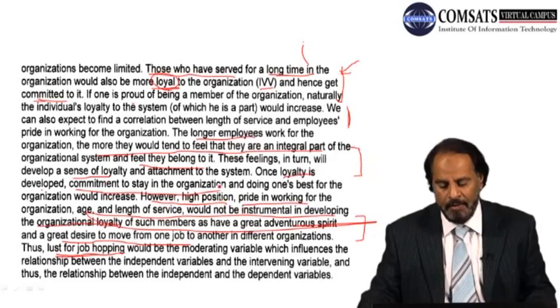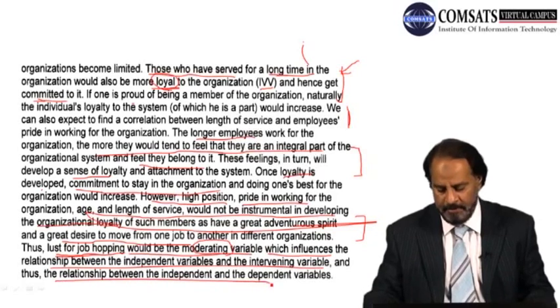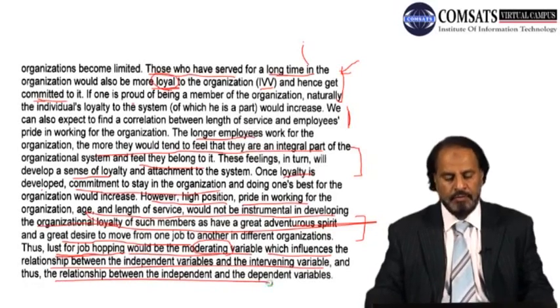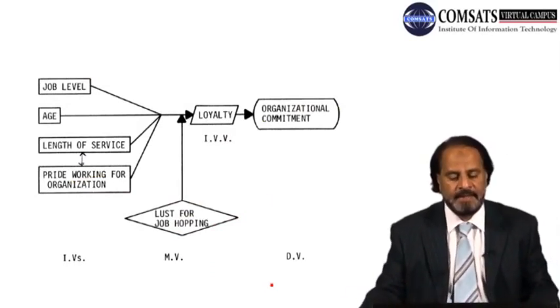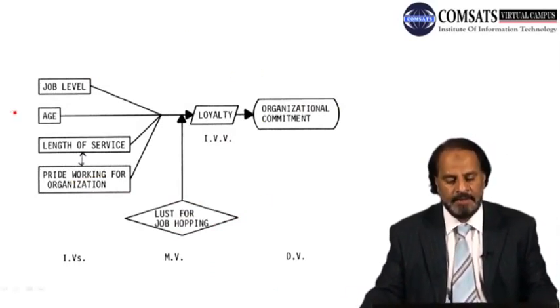So here he's trying to qualify or give a case. So he says lust for job hopping would be a moderating variable, which influences the relationship between independent variables and intervening variables, and thus the relation between independent variables and dependent variables. So this is how you need to elaborate, and once you are able to elaborate that, then you basically come down and discuss the different variables.